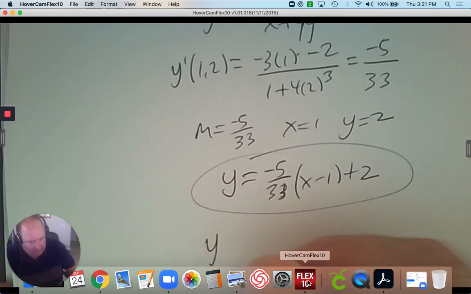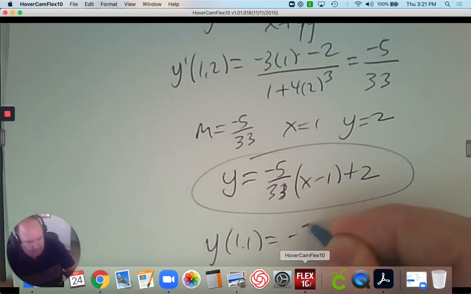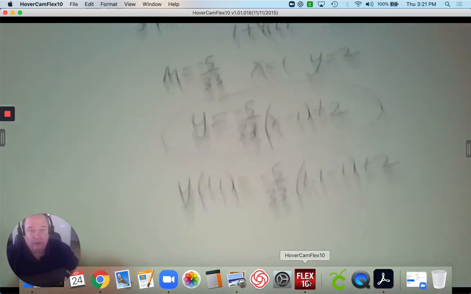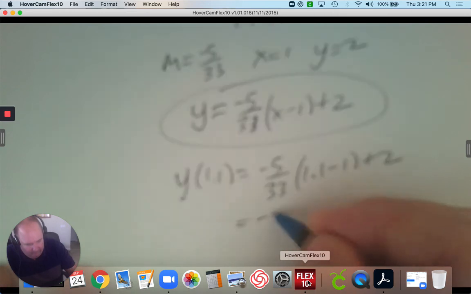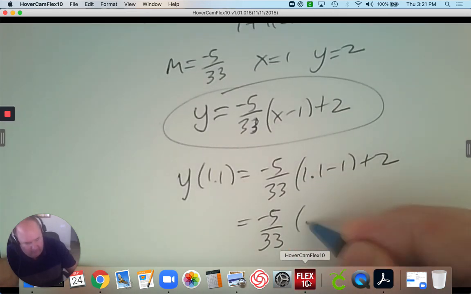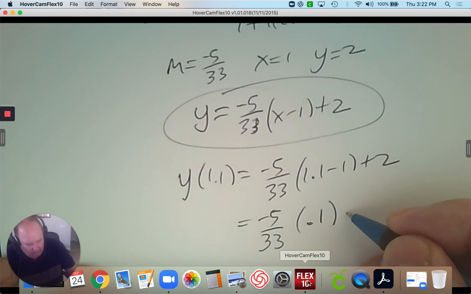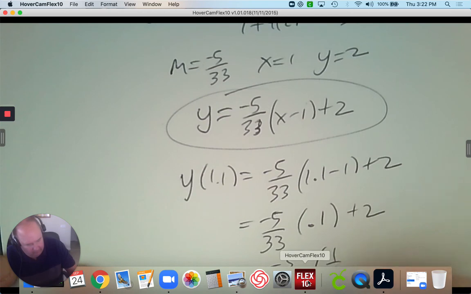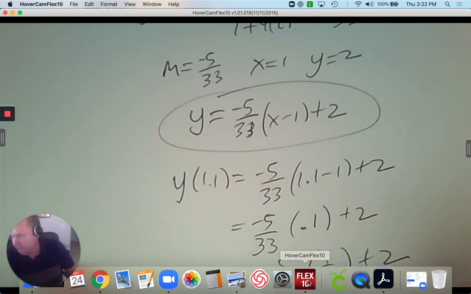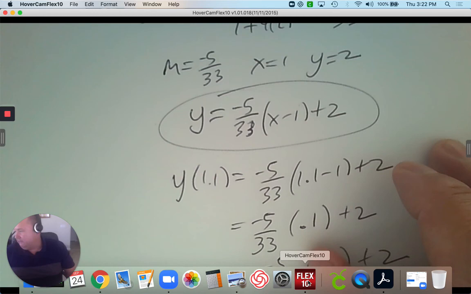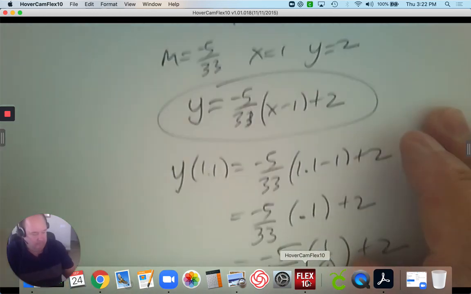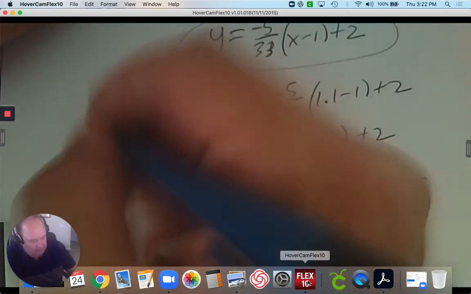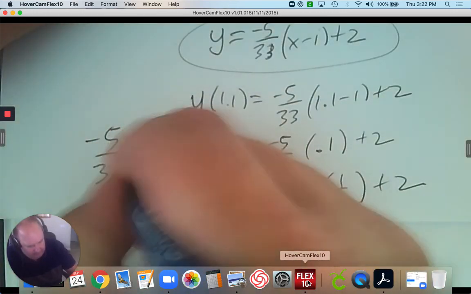Use that to estimate 1.1. So I'm going to use that to estimate 1.1. So 1.1 take away 1 is 0.1. That's the same as 1/10. So negative 5 over 33. Let's finish this off here, over here. So it's negative 5 over 330, plus 2.